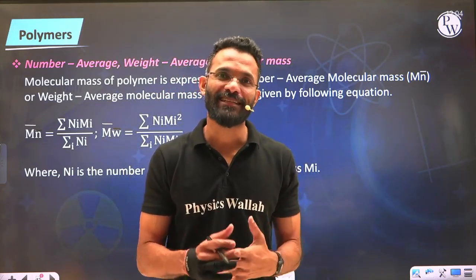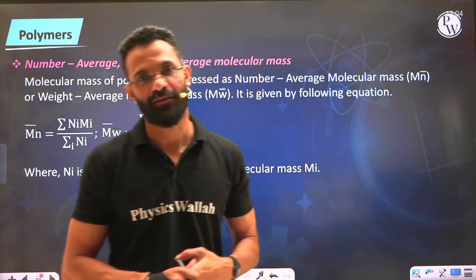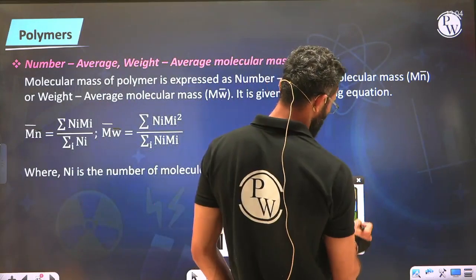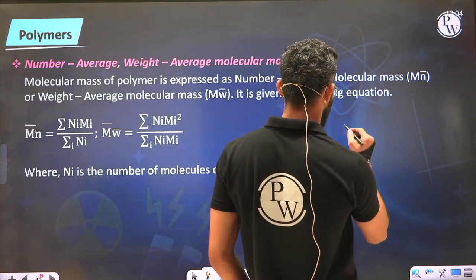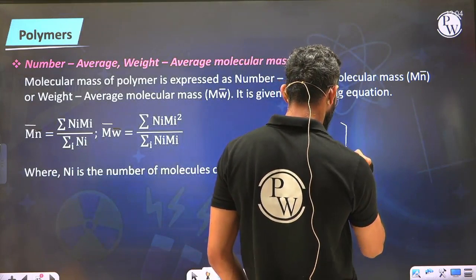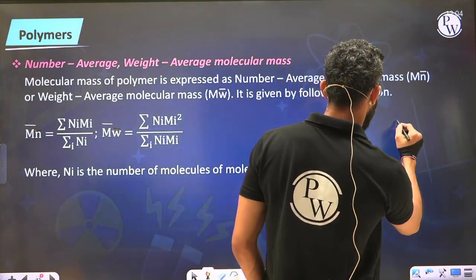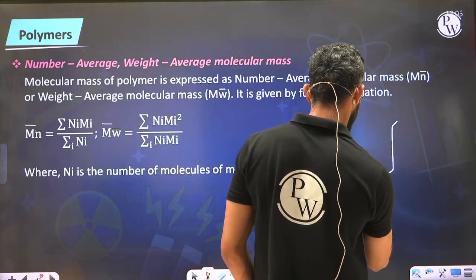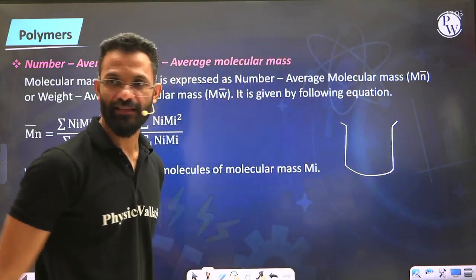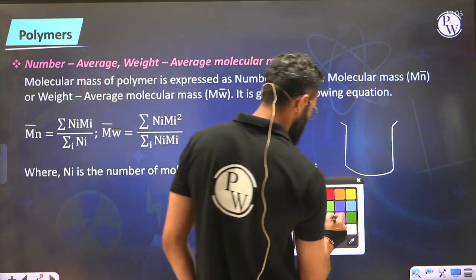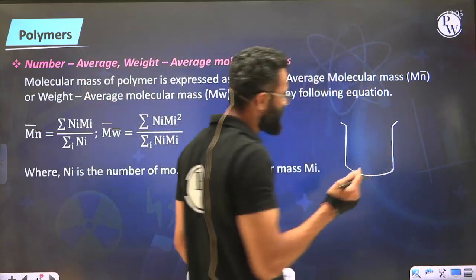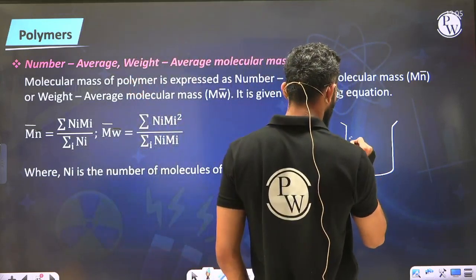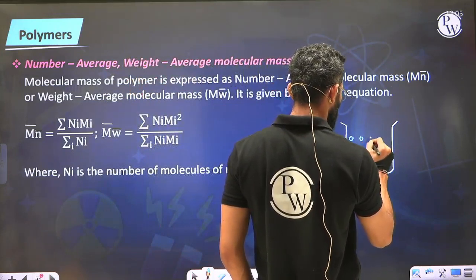So first let us understand, why do we call it average molecular mass? Well, to understand this, guys, let's take a simple example. Imagine that we have got a vessel containing a sample of polymer. This is a vessel, and this vessel is containing a solution of polymer. Now, we all are aware that polymer is made up of monomeric units. So let's say these are the monomeric units.